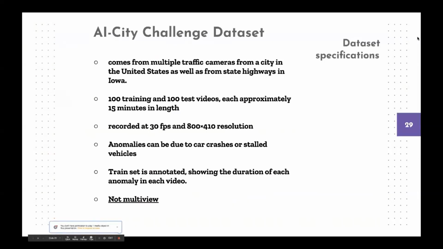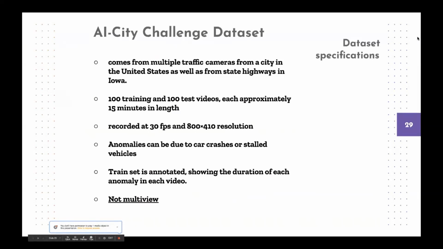So the dataset we are using is the AI City Challenge dataset. This dataset basically comes from multiple traffic cameras in the United States. It consists of 100 training videos along with 100 test videos. Each video is approximately 15 minutes in length. The anomalies in these videos could be due to car crashes or stalled vehicles.